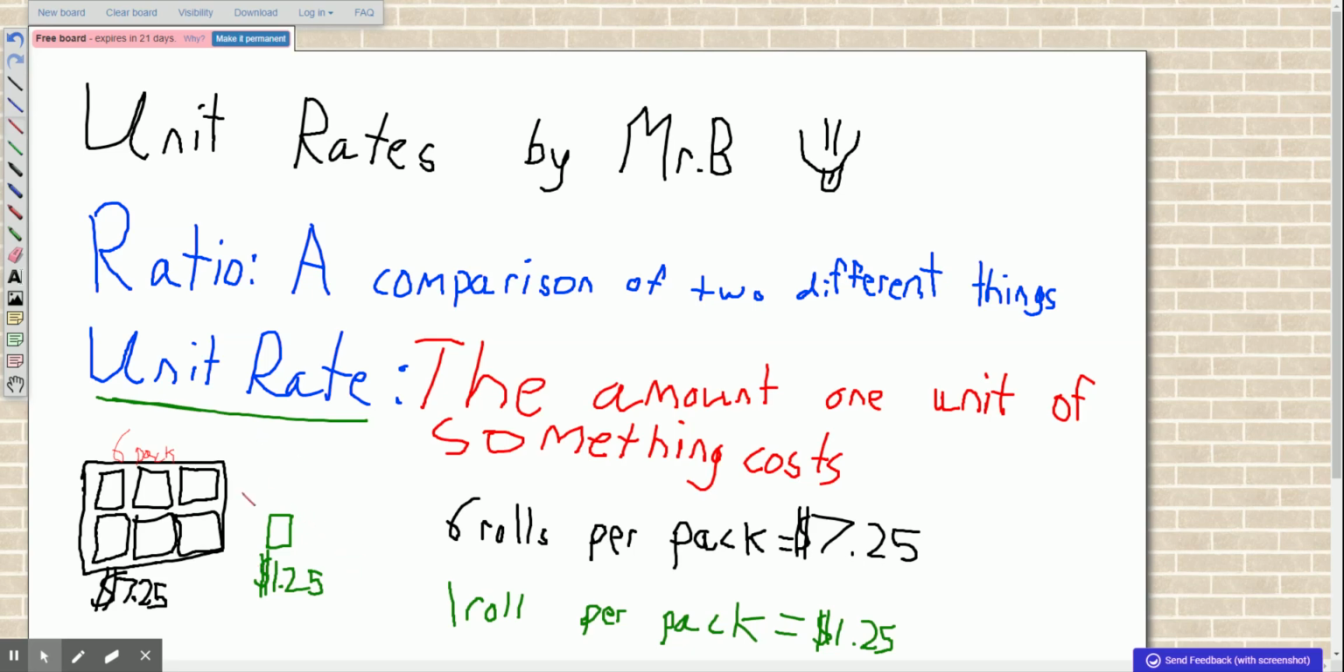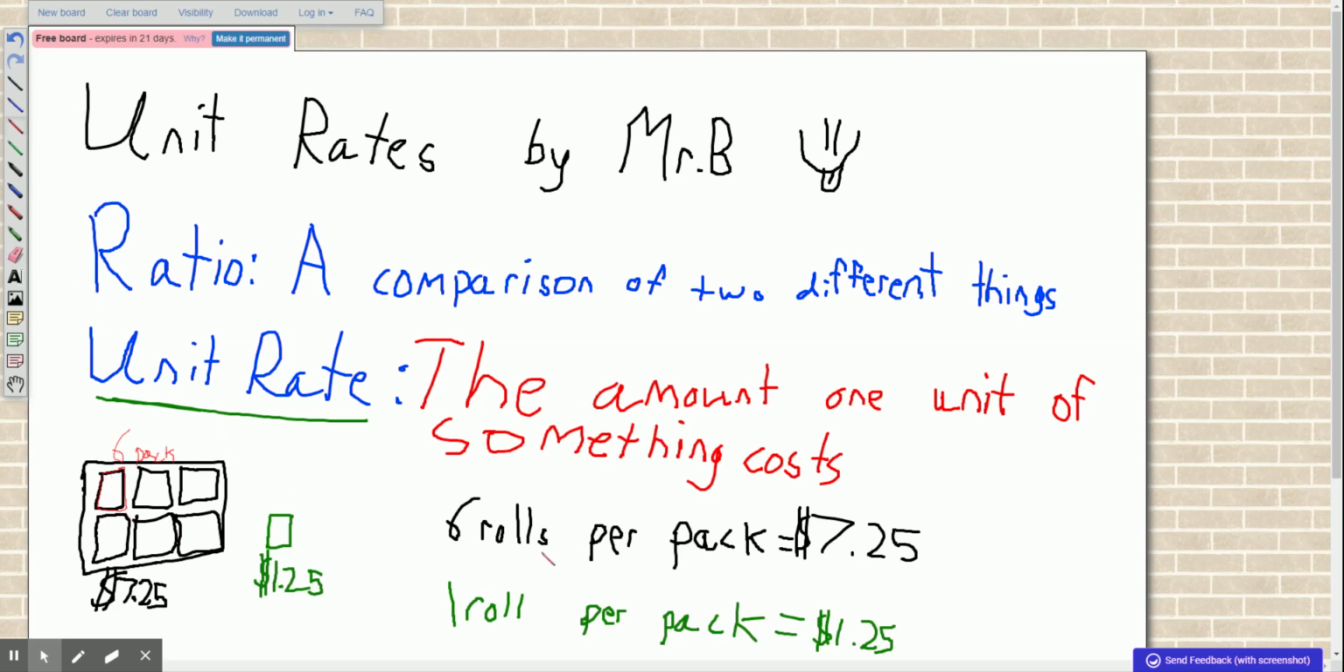Now, there's different ways that we could approach this problem. Today we're focusing on unit rate, and so we're going to figure out the amount that a single roll of toilet paper is going to cost from this pack. Because if we know what one roll here costs, if it's more expensive than this roll, then this whole pack is going to be more expensive. On the other hand, if this one roll is cheaper than this $1.25 roll, then that means this whole pack will be cheaper. So we want to figure out how much one roll is going to cost from this.